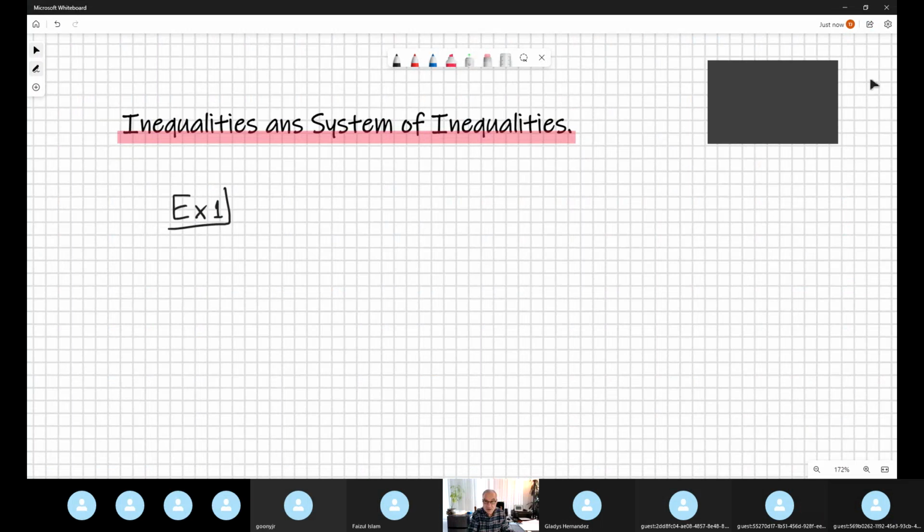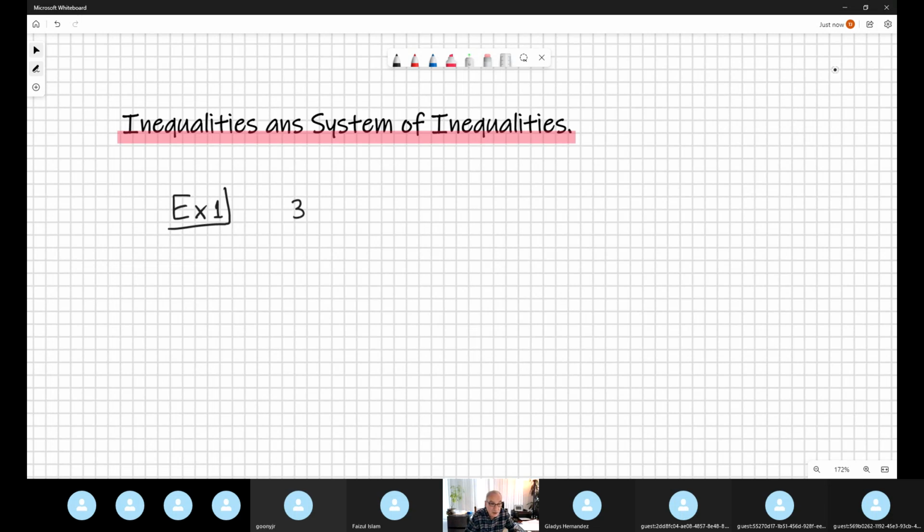Okay, cool. Example one is super easy. You need to find the solution of this inequality: 3x minus 2y less than 6. Only one inequality, no system.